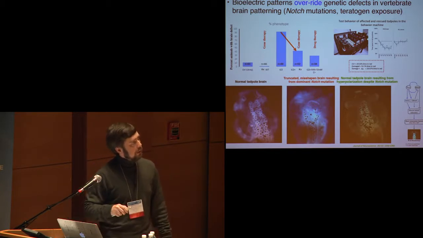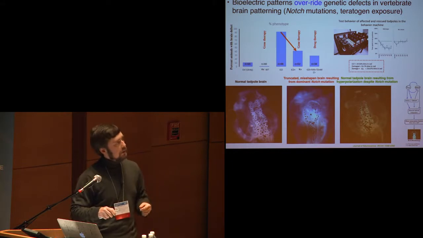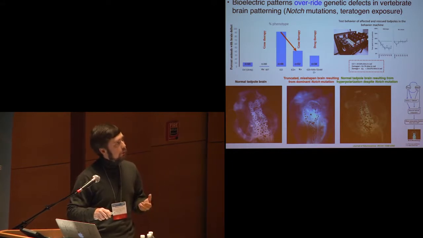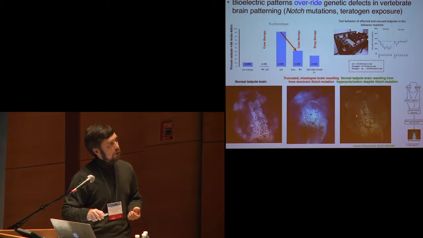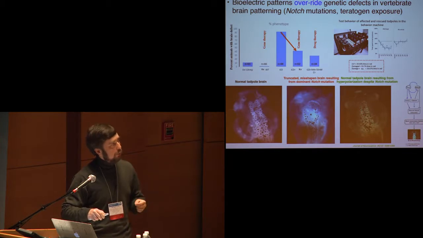But the remarkable thing is that even in the presence of these teratogens, including the mutation in this critical gene called Notch, you can get largely a normal brain with proper gene expression, proper anatomy, and proper memory. They get their IQs back, actually, if you superimpose and enforce a brain-specific voltage pattern in early development.